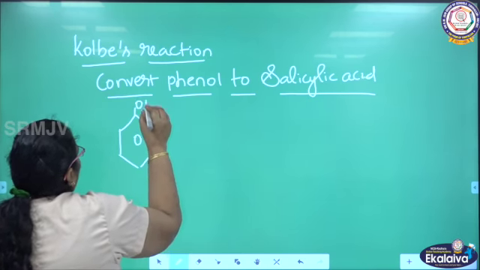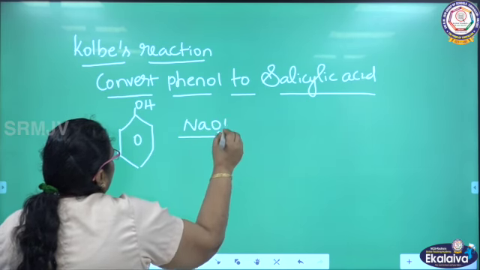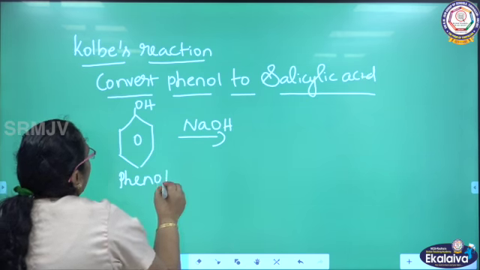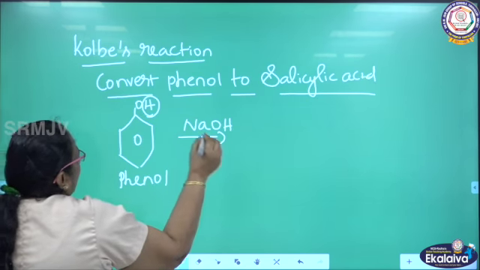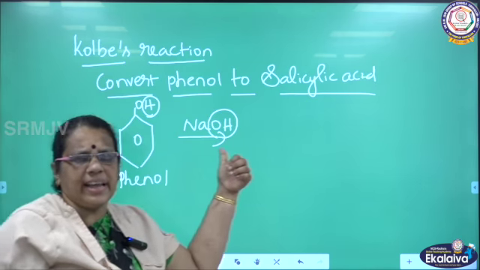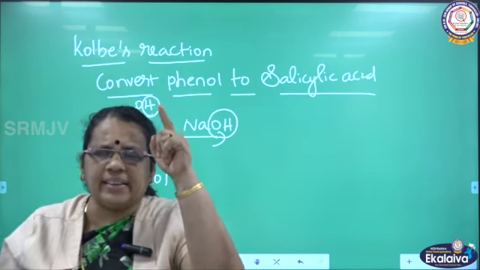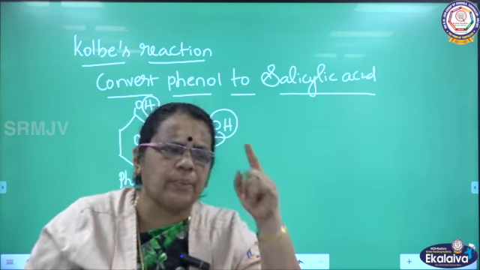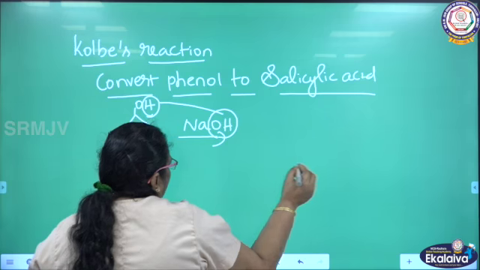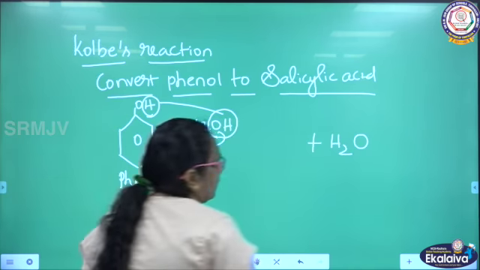Phenol reacts with sodium hydroxide. What is removed here? Hydrogen from phenol and OH from sodium hydroxide. Listen here. Phenol reacts with NaOH. Hydrogen from phenol and OH from NaOH combine to give water. So, these two are combined to give water. What is eliminated? Water is eliminated.